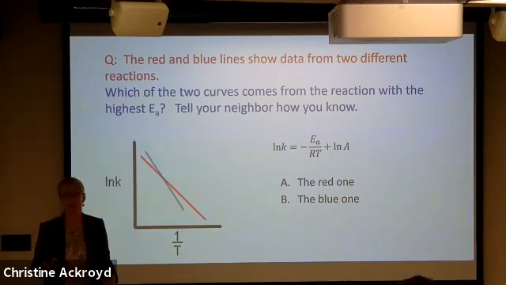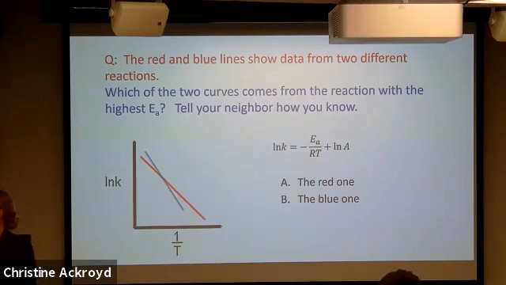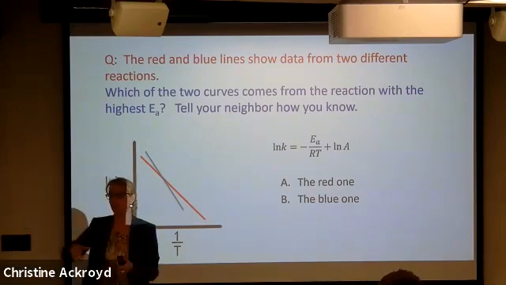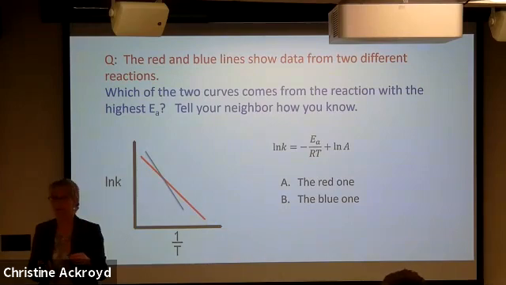So yeah. Is the rate of red higher than the rate of blue because the activation energy is lower? We don't actually know the rate because we don't know what concentrations we're talking about. So we're only looking at rate constant here, right?